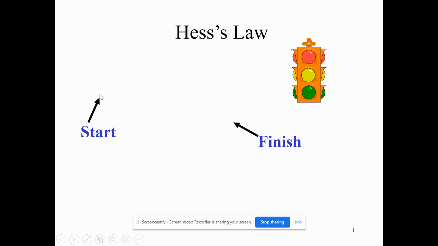Hello, everybody. Today we are going to talk about Hess's Law. When I teach Hess's Law, I like to think of it as a puzzle.